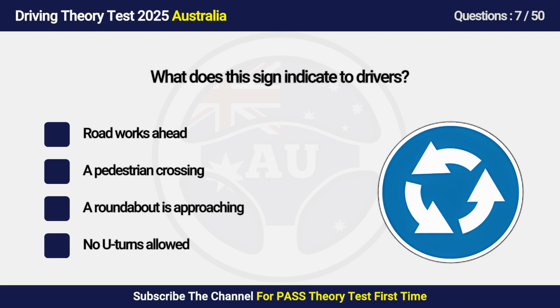Question 7. What does this sign indicate to drivers? A. Road works ahead. B. A pedestrian crossing. C. A roundabout is approaching. D. No U-turns allowed.